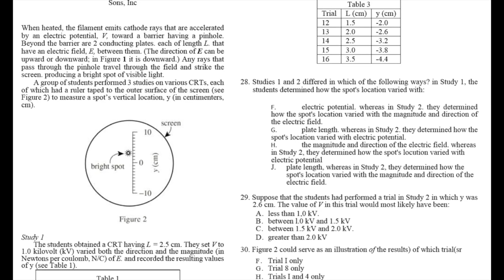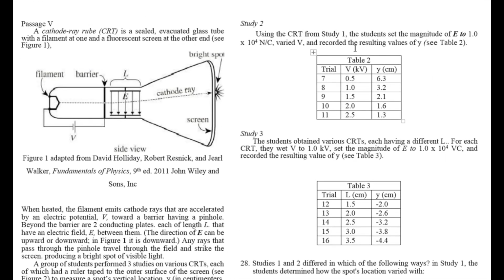Next up, we have question 29, which reads, suppose that students had performed a trial in study 2 in which y was 2.6 centimeters. The value of V in this trial would most likely have been, then we have a few options here ranging from less than 1 kilovolt to greater than 2 kilovolts. Let's scroll up to study 2 and see what they did there. Okay, so they set E to a certain amount and varied V, and looked at the resulting values of Y. So we see V in kilovolts here starts at 0.5 and goes up to 2.5, and then Y in centimeters starts at 6.3 and goes down to 1.3. So it seems that as we increase the kilovolts, Y in centimeters decreases.